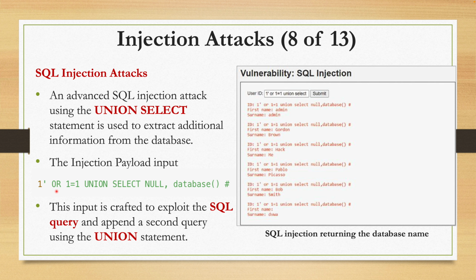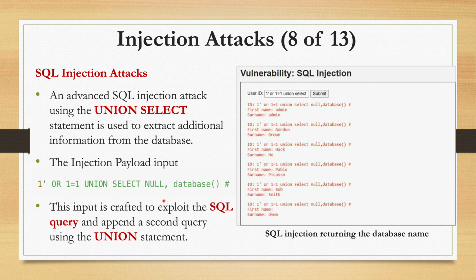Next, or 1 = 1, that's the logical condition, like I explained before, that always evaluates to true. So the query now selects all rows in the table because 1 = 1 ensures the condition always succeeds. Now for the UNION SELECT null, database(), the whole thing is appending the database name to the result. Let's take it piece by piece. The UNION combines the results of the two SELECT statements, SELECT null and the database here.